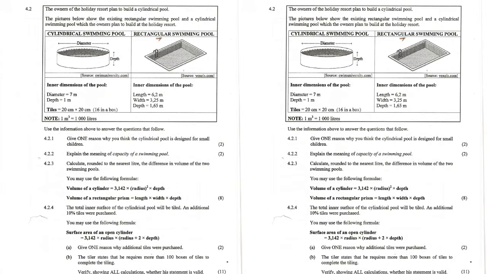So we are going to do question 4.2.3, which is worth 8 marks, and the question goes as follows. Calculate, rounded to the nearest liter, the difference in volume of the two swimming pools. You may use the following formula.